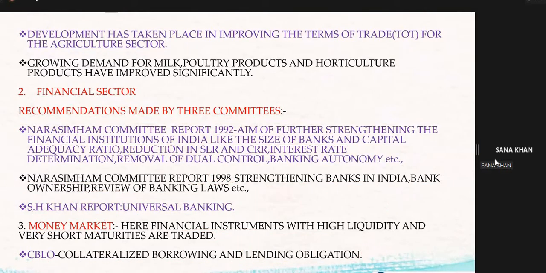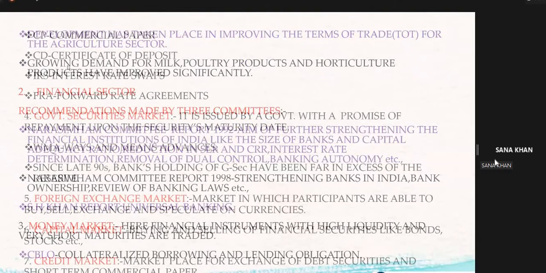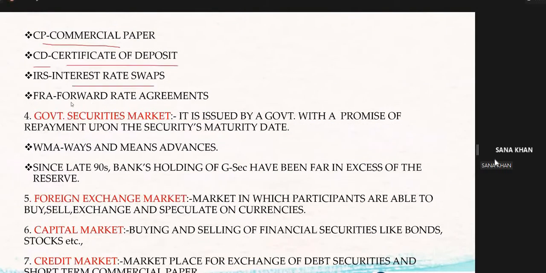Then we have other applications also given. This all you people know. CP stands for commercial paper. CD is certificate of deposits. IRS is interest rate swaps, and FRA is forward rate agreements. Okay, all these securities are dealt in the money market.